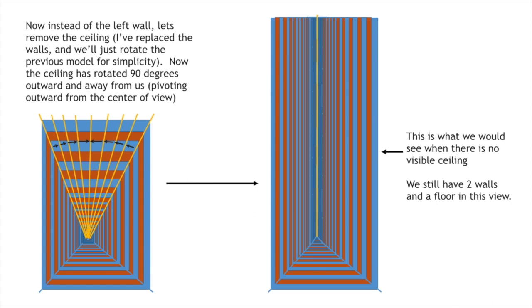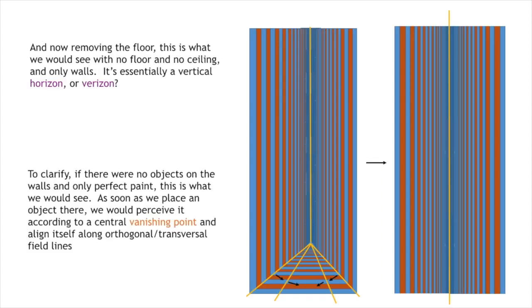We still have two walls and a floor. And now removing the floor, this is what we would see with no floor and no ceiling and only walls. It's essentially a vertical horizon, or you could call it a horizon, but it's essentially your vertical vanishing line.